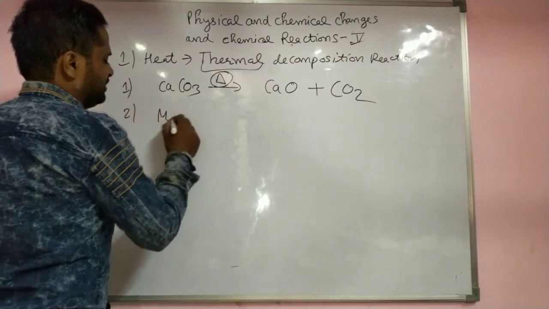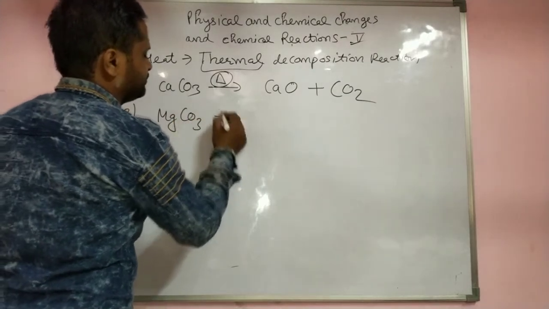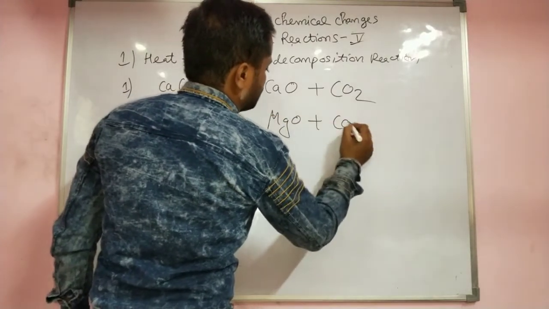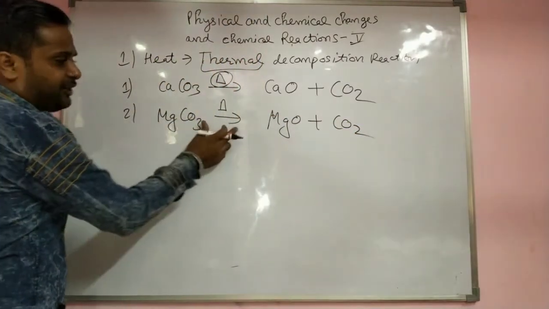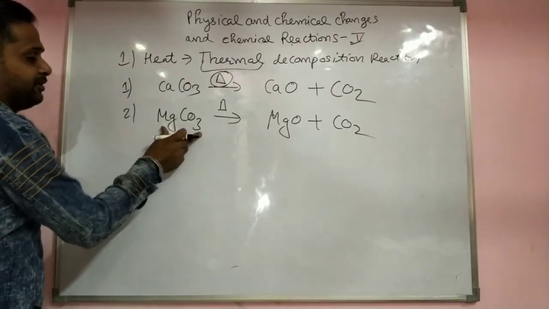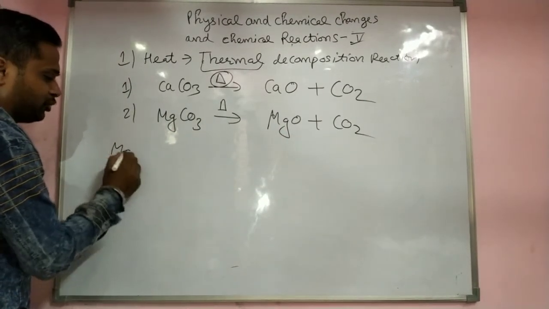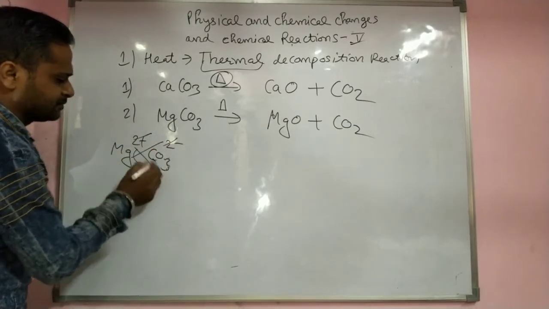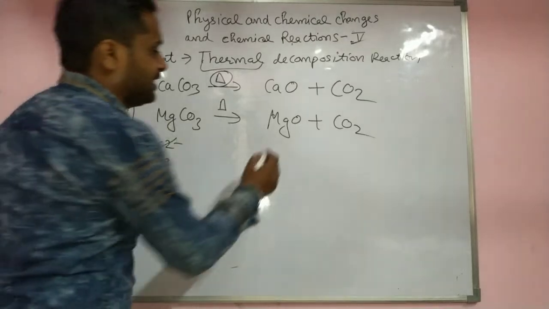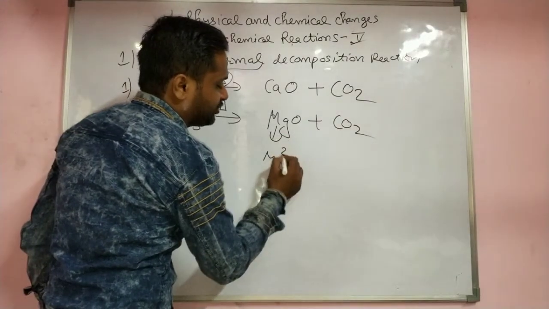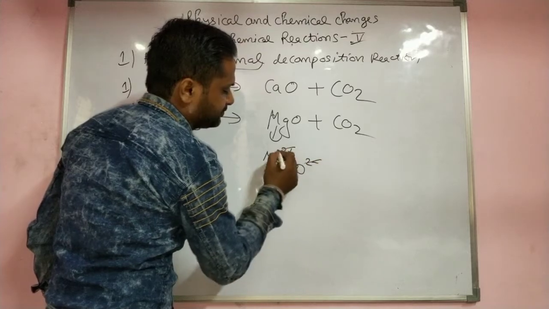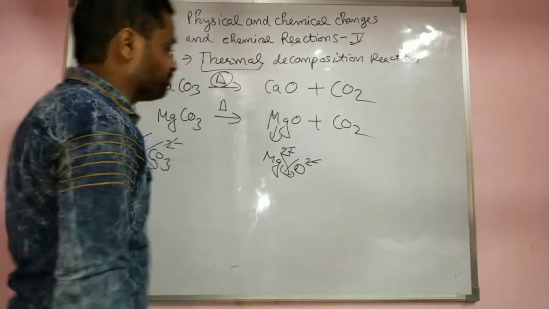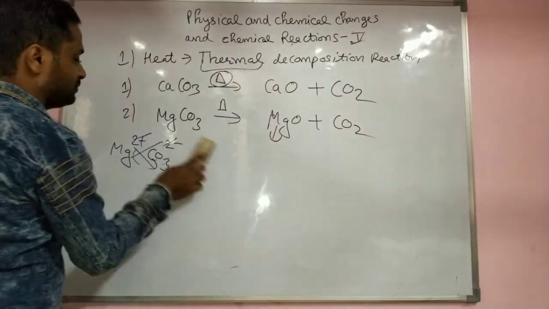Any other carbonate? Magnesium carbonate. When you heat it, it gives magnesium oxide plus CO2. Metal carbonate, when you heat it, gives metal oxide. How do you form magnesium carbonate? Mg2+, CO3 2-, cut, that's why MgCO3. And magnesium oxide you get very easily.